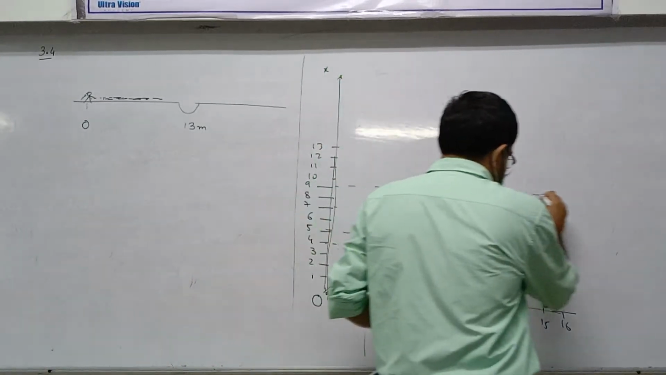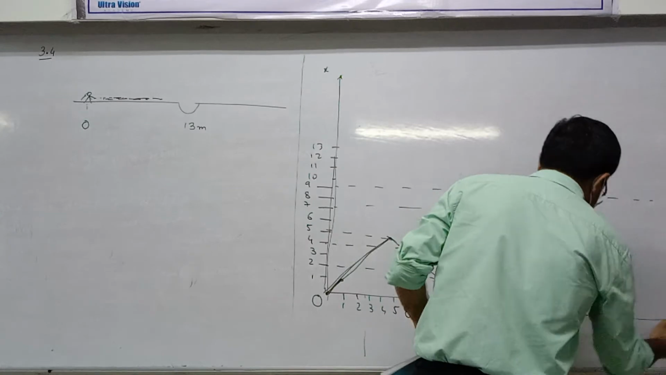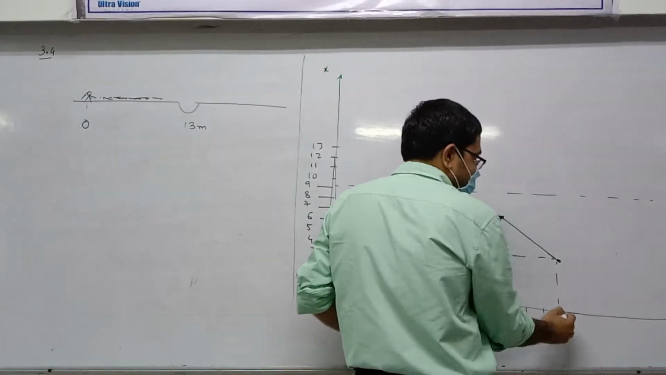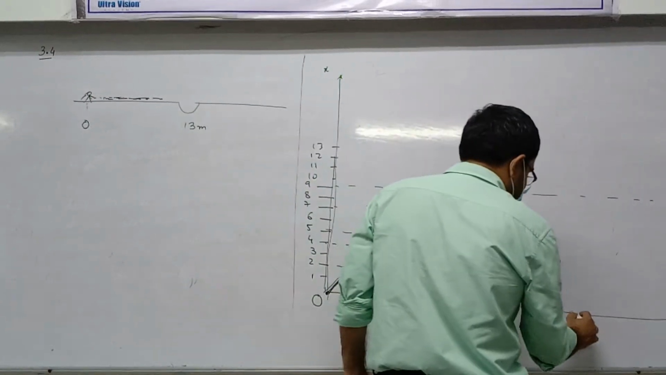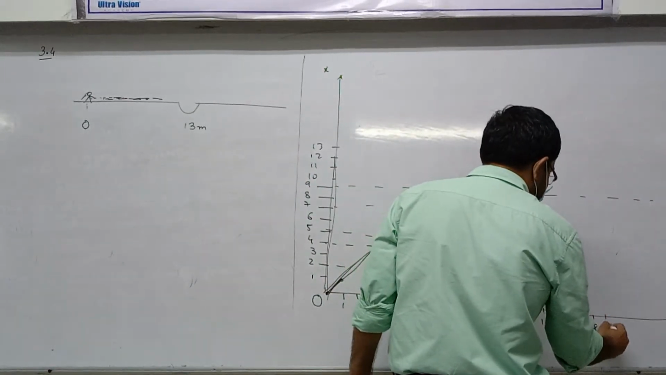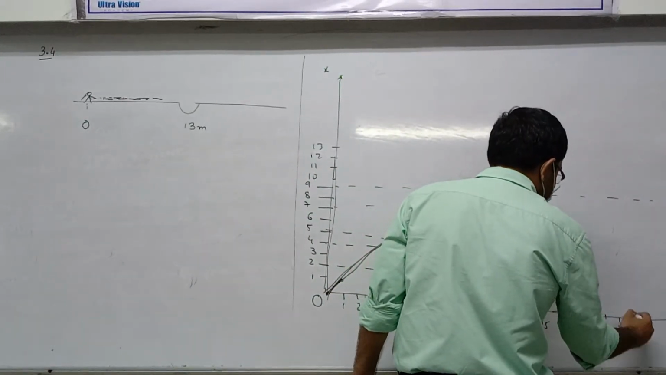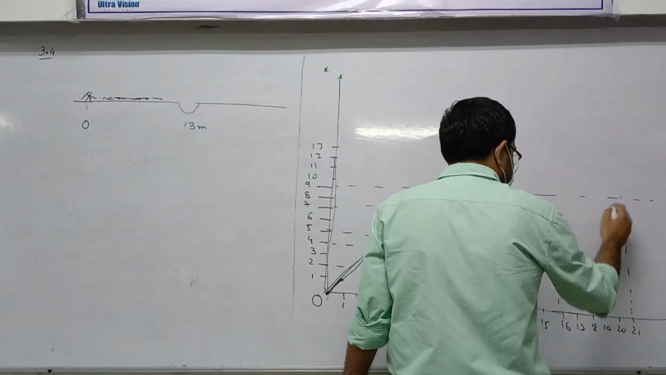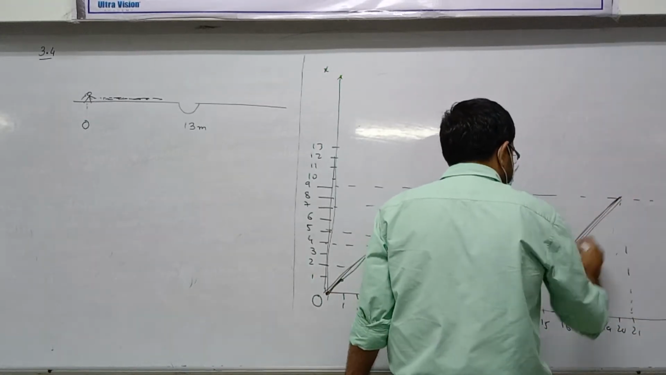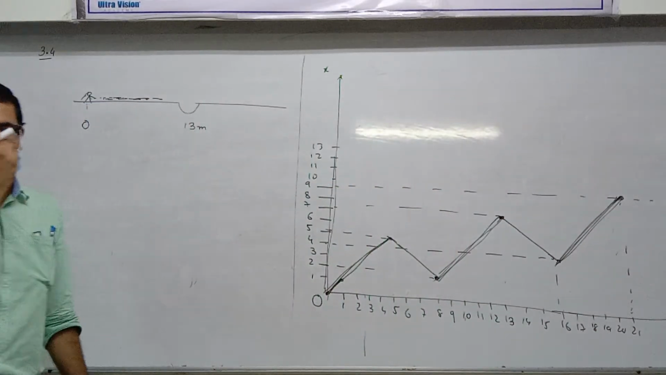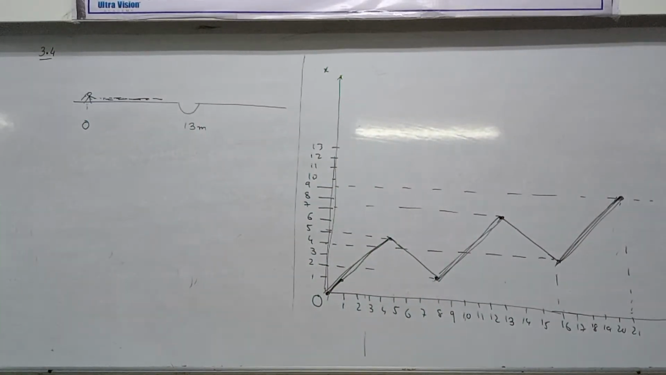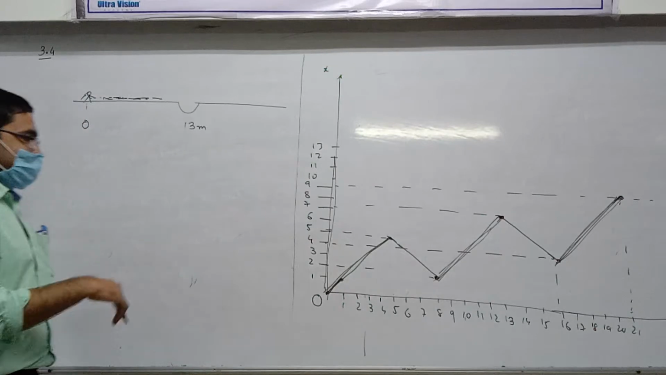Yes. And at what time? From 16, 5 seconds forward. At what time? 21. So there would be 17, 18, 19, 20 and 21. Did you understand that? Like this it will continue, obviously. For that you have to take scales appropriately.